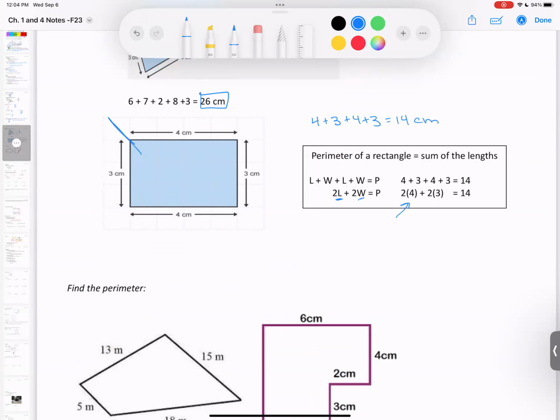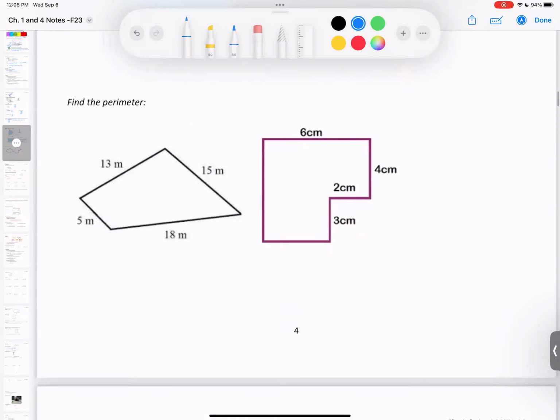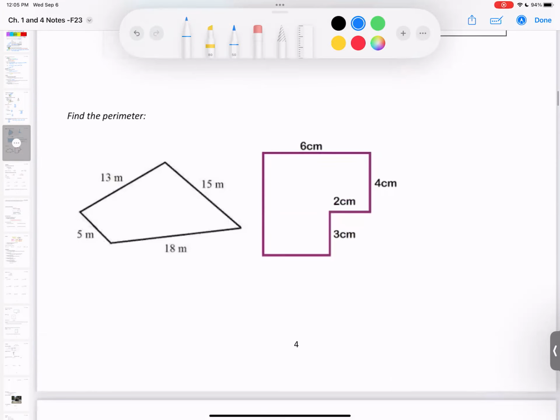Okay, but this is kind of a nice way to do it with this formula because it'll help us later on in geometry. All right, a couple here to figure out the perimeter of. So remember your units. The second one is a bit tricky. Pause the video, try that first one, and then give the second one a try as well.